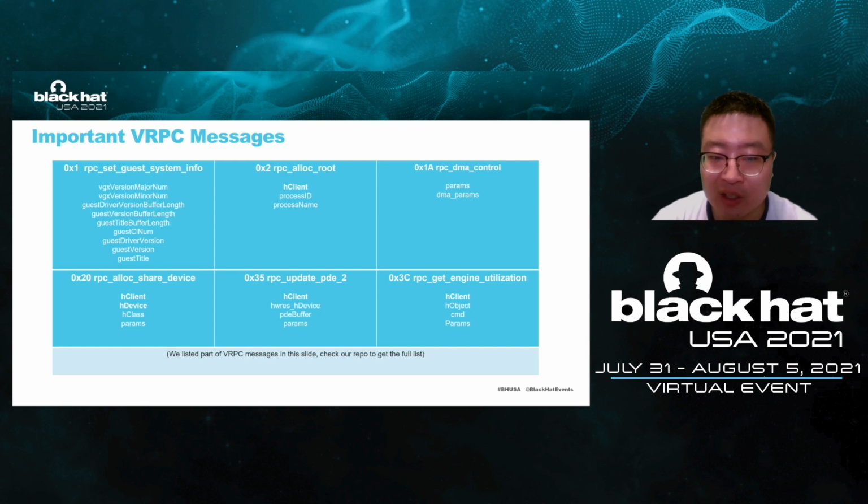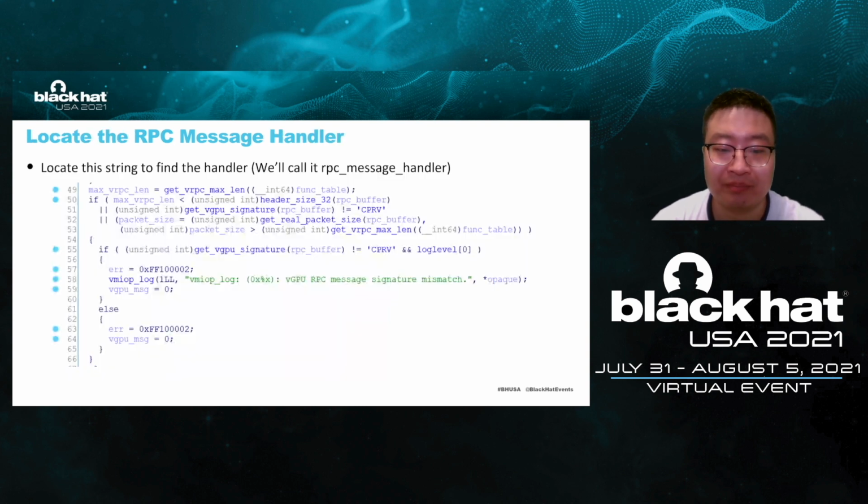So let's start by reading the RPC message handler. We have mentioned how to locate its outer function earlier, so here's another string you can use to locate the middle of the handler. You can see here also many checks to ensure that the handler and the message are correct.